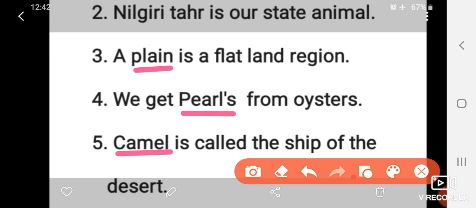Camel is called the ship of the desert. C-A-M-E-L, camel. Is, I-S. Called, C-A-L-L-E-D. The, T-H-E. Ship, S-H-I-P. Of. The, T-H-E. Desert, D-E-S-E-R-T. Camel is called the ship of the desert.